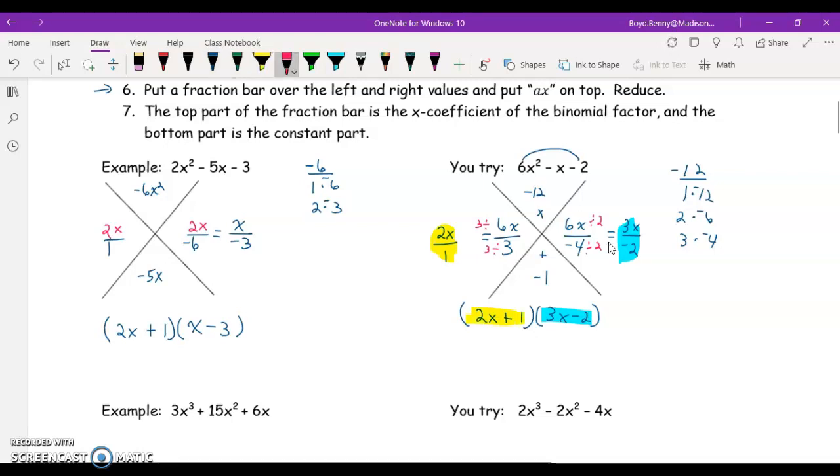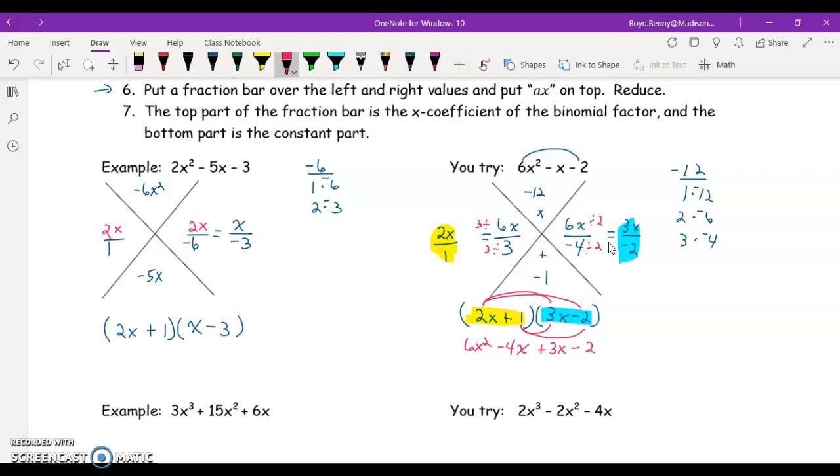Now let's check and see if we actually did this correctly. So the inverse would be to multiply. So let's multiply. 2x times 3x would be 6x squared. 2x times negative 2 would be negative 4x. 1 times 3x would give us a positive 3x, and 1 times negative 2 would give us a minus 2.